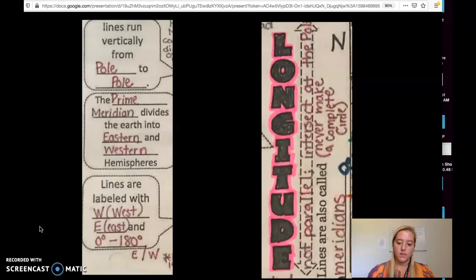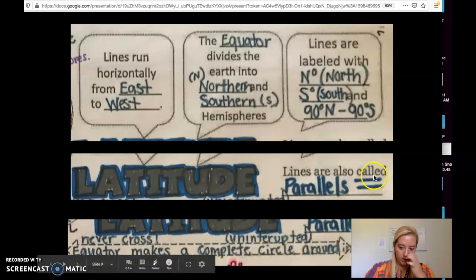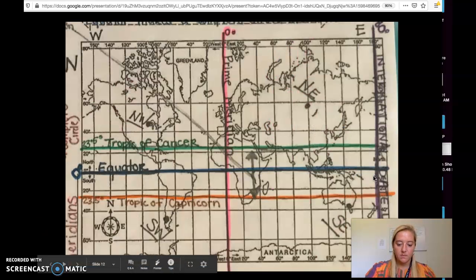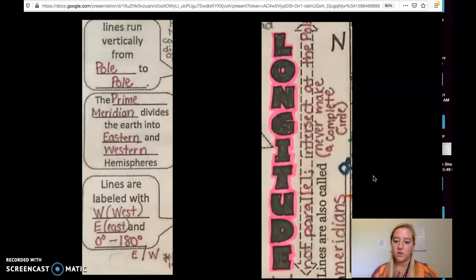We also call these lines meridians, while our lines of latitude, if I forgot to remind you, are called parallels. Okay, so longitude meridians, latitude parallels. Longitude lines will cross and they come together at the poles, so they go in like this, where our lines of latitude never cross.